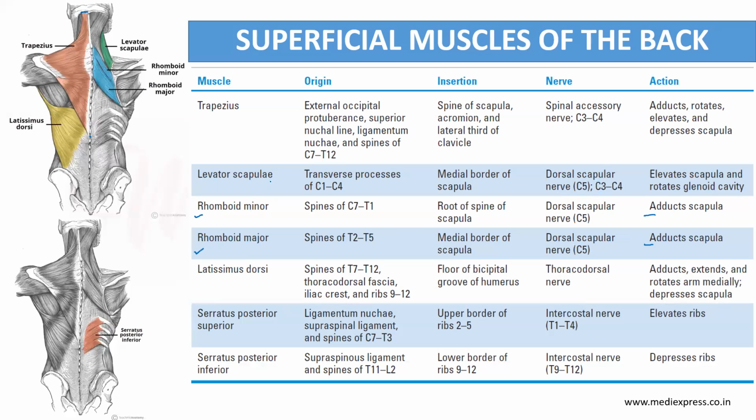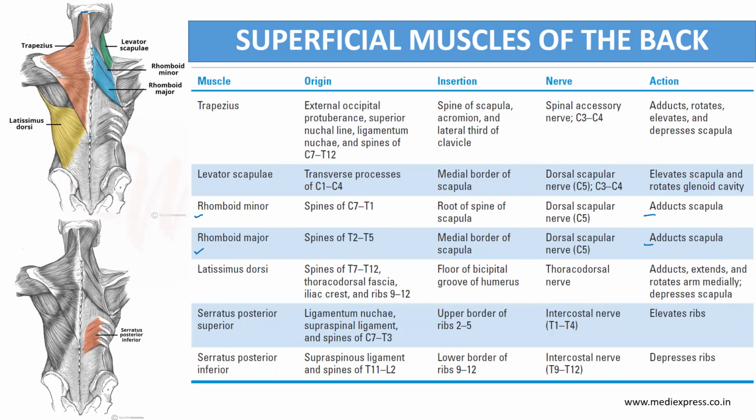Coming to levator scapulae now, it originates from transverse processes of C1 to C4 and is inserted into the medial border of scapula. The nerve innervation is dorsal scapular nerve, C5 being the major nerve root value, along with C3 and C4. It elevates the scapula and rotates the glenoid cavity. That is the action of levator scapulae.